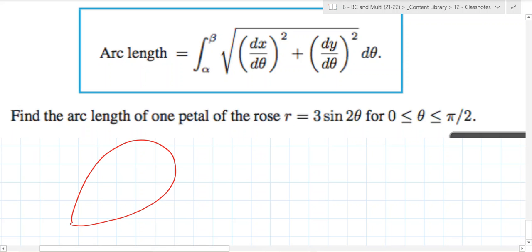Did you find out what dy d theta is just now? Did I ask you to find dy d theta? Yeah. Is it big or small? It's a little big, right? Could it be bigger? Sure. Is dx d theta similar sized? Yes. What does this formula have you do? Square both of them and evaluate the integral.